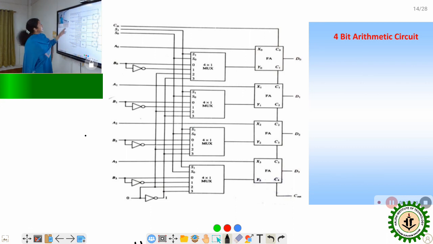So now if Cin equal to 1, what happens? In that case, the increment operation will be possible. The value of A will be added with the value of 1. So we get the micro operation A plus 1 calculated, and that will be delivered to the output.